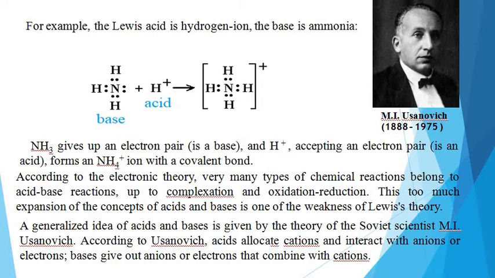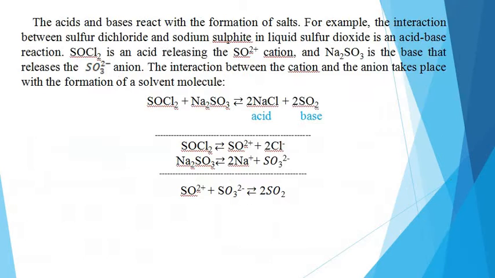A generalized idea of acids and bases is given by the theory of Soviet scientist Usanovich. According to Usanovich, acids release cations and interact with anions or electrons. Bases give out anions or electrons that combine with cations. The acids and bases react with the formation of salts.